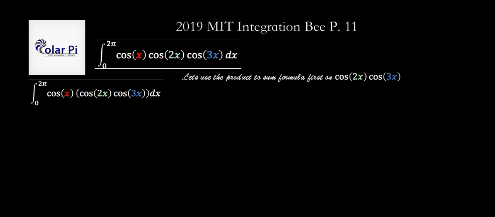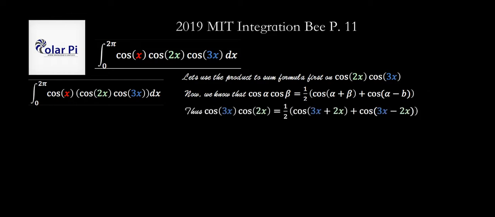Now, the product to sum formula for cosine looks like this. So if we allow alpha to be 3x and beta to be 2x, because cosine 2x times cosine 3x is the same as cosine 3x times cosine 2x, then a correct application will have us write this. And so we'll have cosine 3x times cosine 2x is equal to half of, or the average of, cosine 5x and cosine x. That is this here.